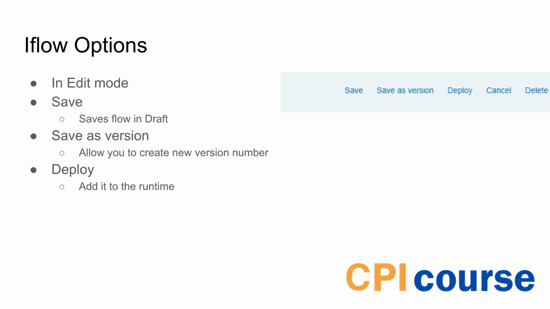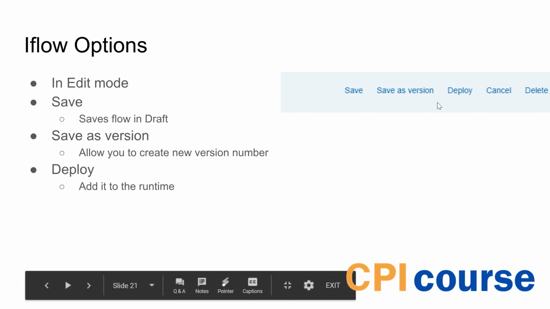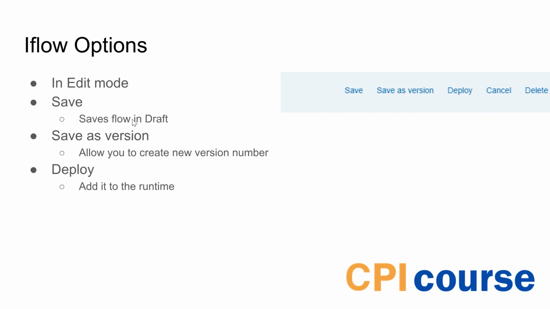So in the IFlow, you have some different options. You have the option to go into edit, and once you press edit, you have the option to save. Save would save the current version as a draft. You have version, which will allow you to create a new version number. And with one of the latest support packages, it's actually possible to go back in and see previous versions. And then you can deploy, which will make this go live, and we'll see how that works.